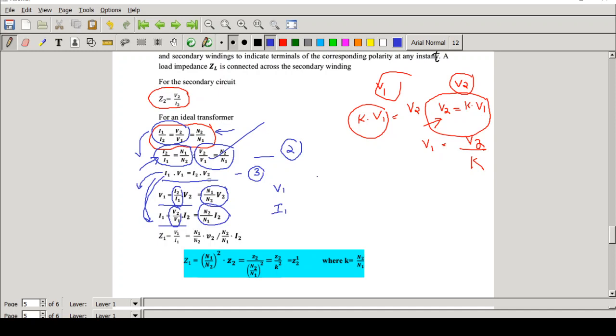Now what is the impedance Z1? The primary winding impedance Z1 is equal to V1 by I1.